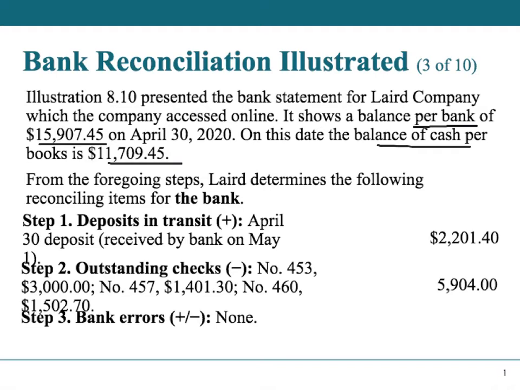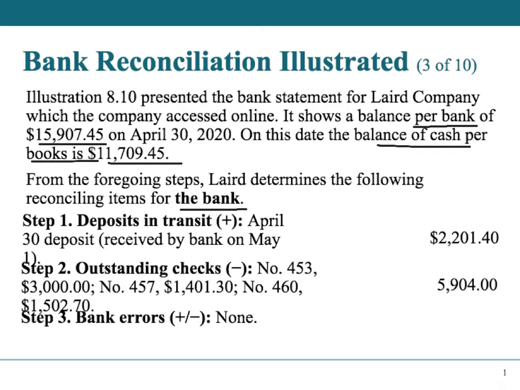And actually, when you start bank statement reconciliation, either line them up side by side so you have two sides, or start with that one, then skip a significant amount of room, and then do balance per books. It doesn't matter which side is located where. From the foregoing steps, Laird determined the following reconciling item for the bank.